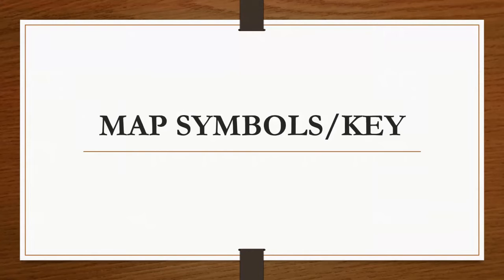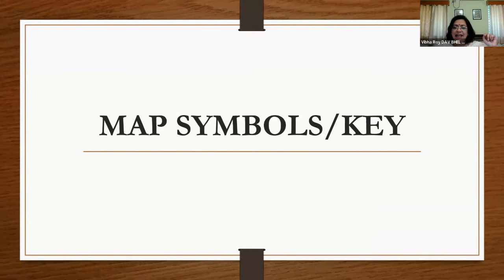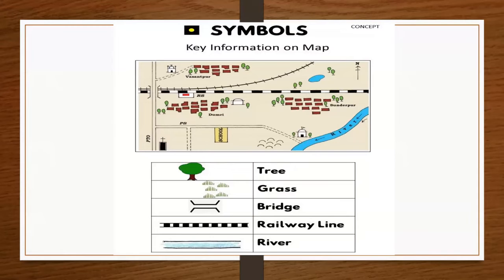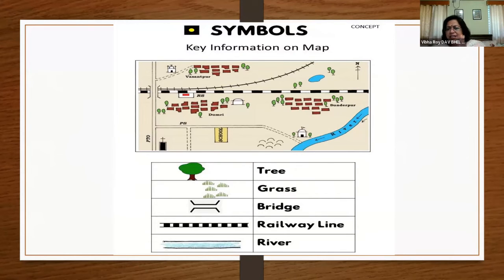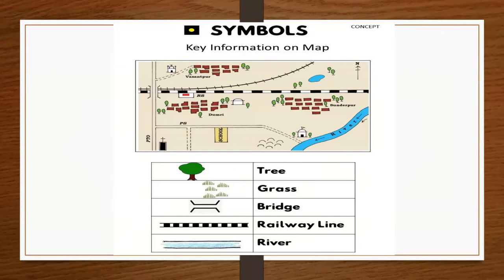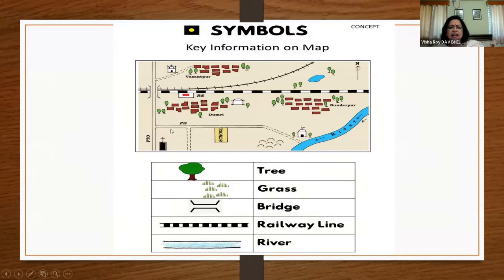Right. Next, we come to map symbols. Now, this is called a sketch. Here you have to see what everything means. A tree symbol is given, grass in green color, and a bridge. For the bridge, the symbol is used here, you can see. And a railway line is there, a river is there. These are the different symbols which are used in this map to understand the location.